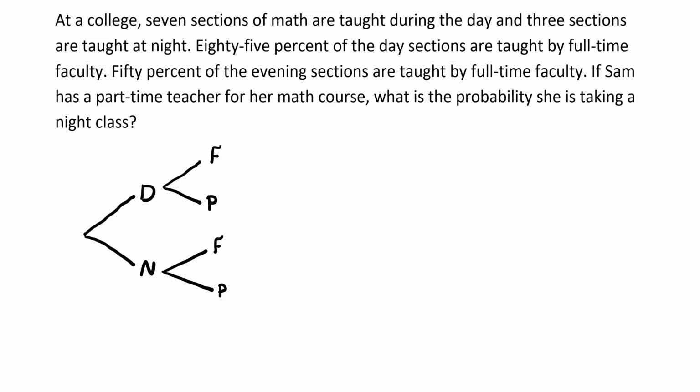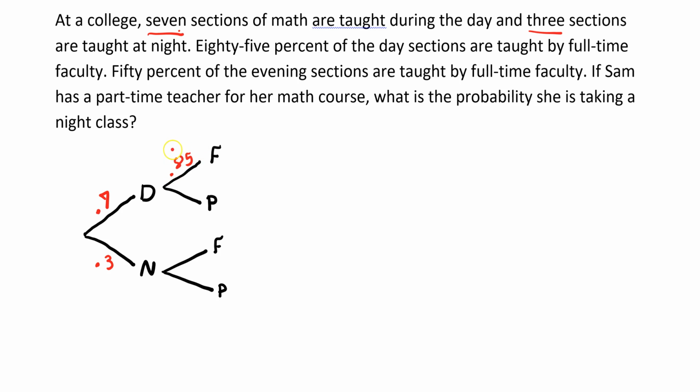Now we need to put our values on. So it had said 7 sections of math are taught during the day and 3 sections are taught at night. Altogether, we're looking at 10 sections. So 7 out of 10 are day. I'm going to write that as 0.7. 3 out of 10, or 0.3, are night. 85% of the day sections are taught by full-time faculty. So the day sections, full-time faculty, 0.85.